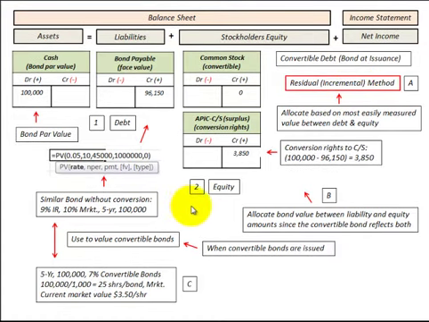All right, let's go through our example here, and we're going to start out when the bonds are issued. So we get a 5-year, $100,000, 7% convertible bond, and you can convert each bond into 25 shares of common stock. And the current market value of those stocks is $3.50 per share.